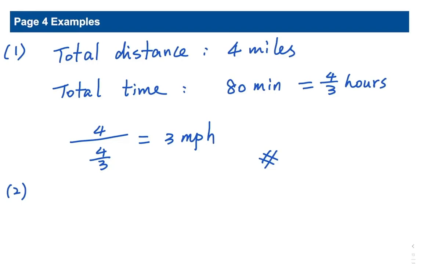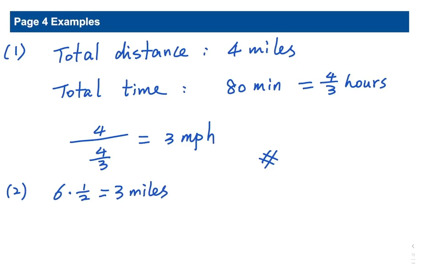Now let's look at the second example on this page. On the back right, C starts at home and goes up a long hill for 30 minutes at just 6 miles per hour. So how long is that trip? 30 minutes, 6 miles per hour. So 6 times 1/2 is 3 miles.